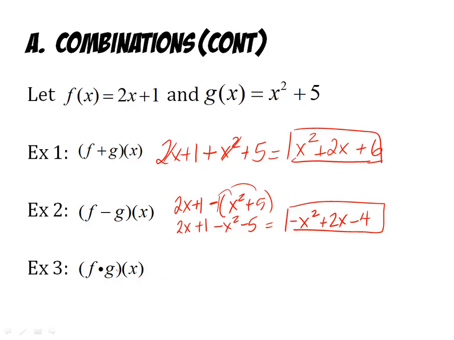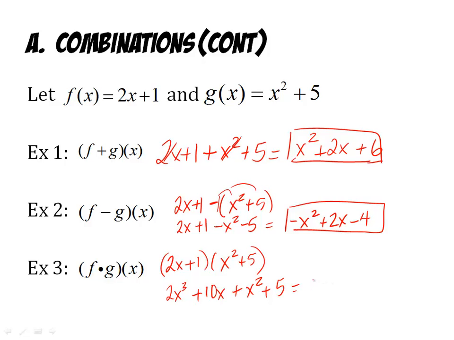f times g of x, okay? So I multiply 2x plus 1 times x squared plus 5. I multiply using box method or FOIL, whichever you were taught. I do FOIL. First terms, 2x times x squared gives me 2x cubed. Outer terms, 2x times 5 gives me 10x. Inner terms gives me 1x squared. Last terms gives me 5.